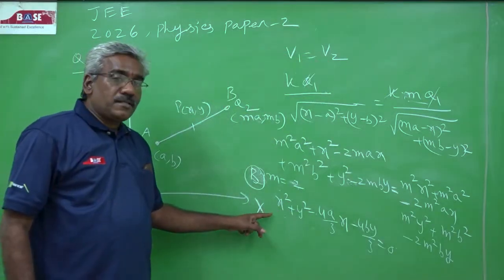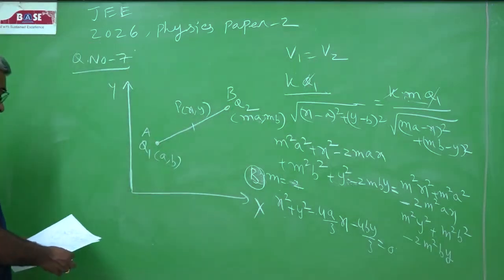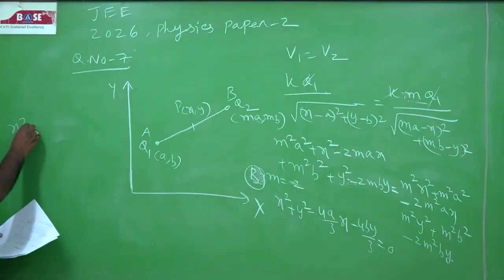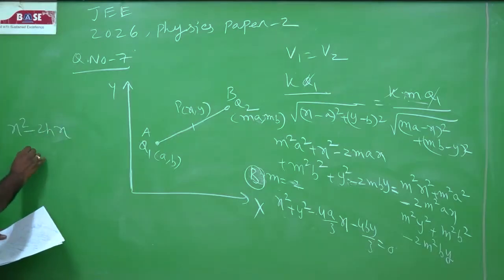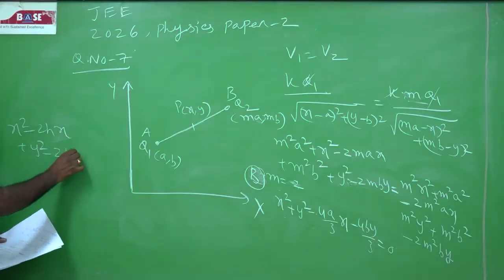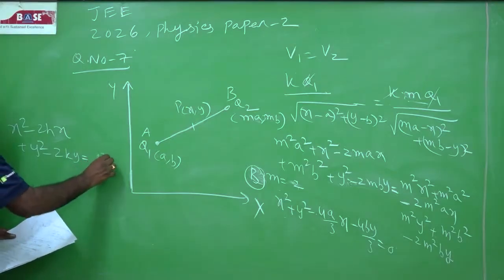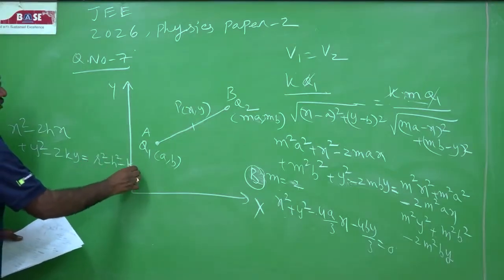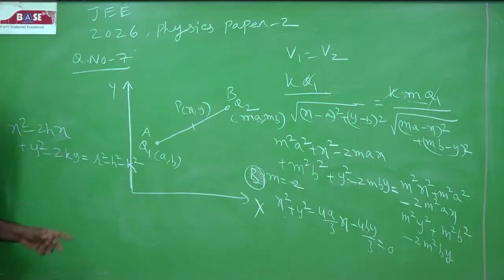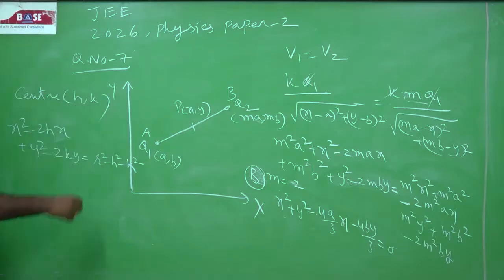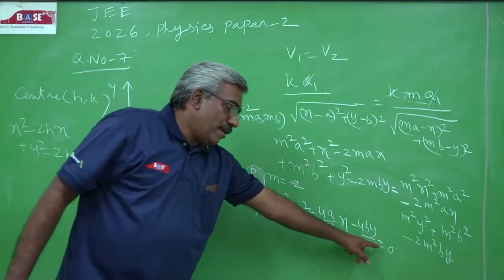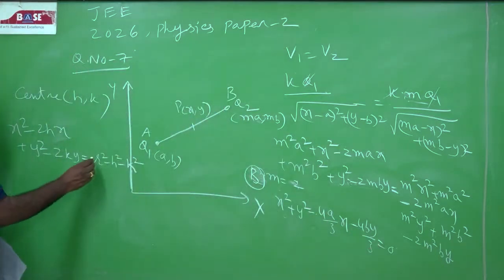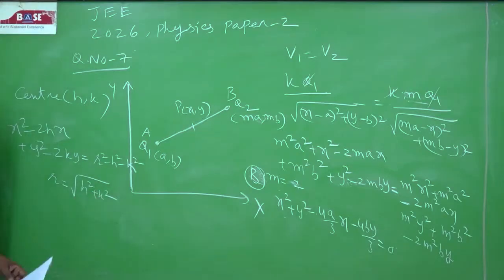So you have to compare this with the standard circle equation, right? So x square minus 2hx plus y square minus 2ky is equal to r square minus h square minus k square, where the center of the circle is nothing but h comma k. This is the equation, so compare this with this equation. Right hand side 0, so this term is 0. So what does it mean? R is equal to under root of h square plus k square, that is the radius.